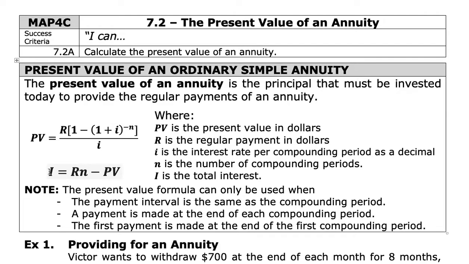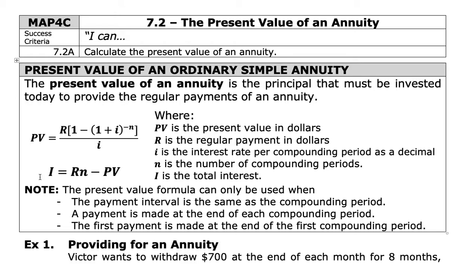The formula for calculating the interest, the capital I, refers to the total interest. We get the total interest by looking at R times N. The variable R represents the payments that we are receiving, multiplied by N, the number of compounding periods, that's the number of times that we receive it, minus the present value. Think of the present value as the start of the investment, and R times N as the end of the investment. How much did you withdraw with these regular payments? The difference between those two will tell you how much interest was earned during the duration of this investment.